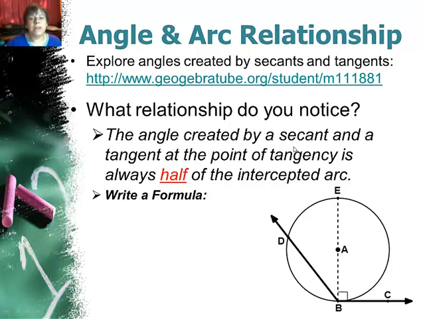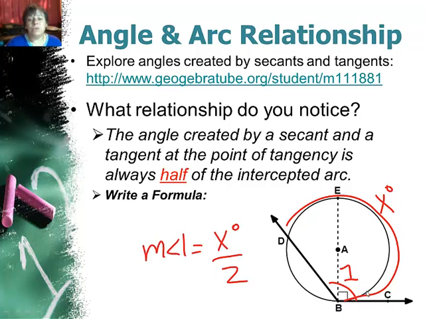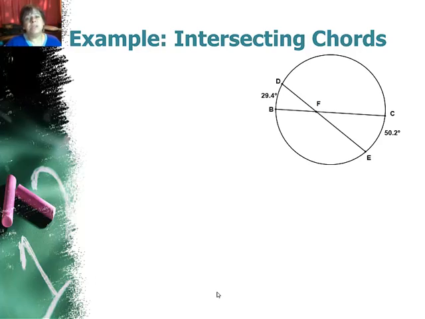The angle created by a secant and a tangent at the point of tangency is always half of the intercepted arc. So if this angle is the one I'm looking for, I'll call it angle 1. And the arc we'll just call x degrees. Then the measure of this angle is x degrees divided by 2. So it's a lot like our inscribed angle relationship. So now we're going to take a look at intersecting chords.